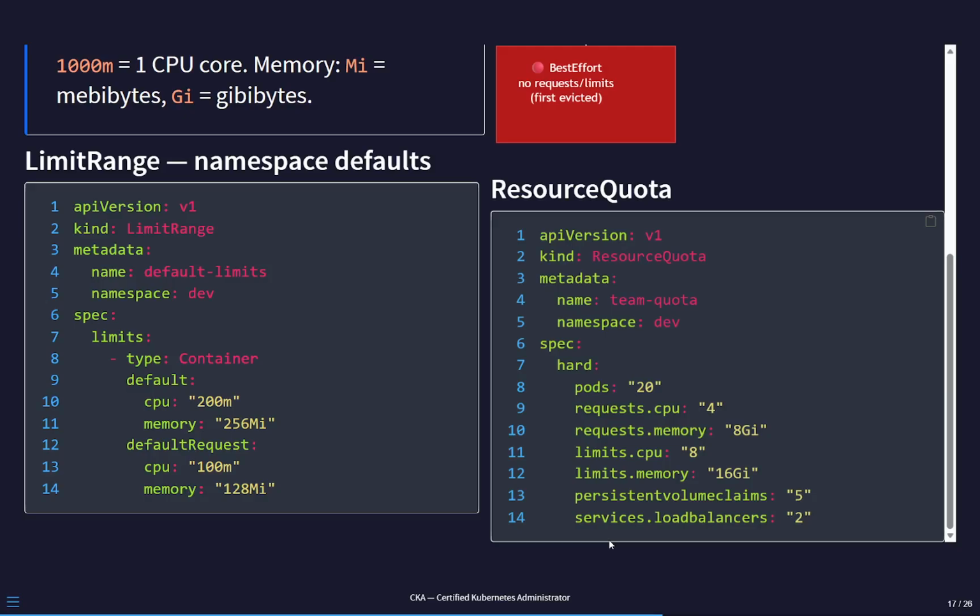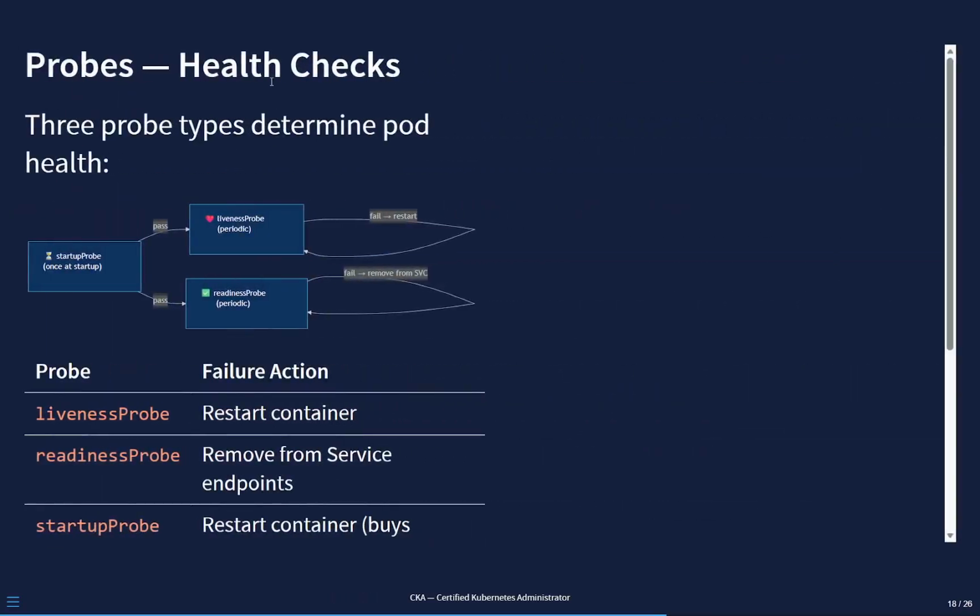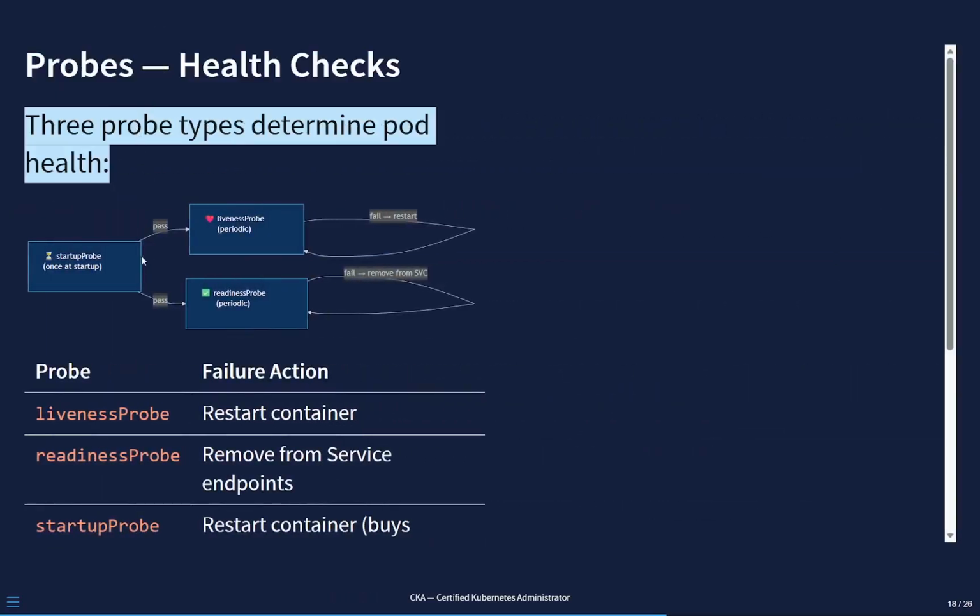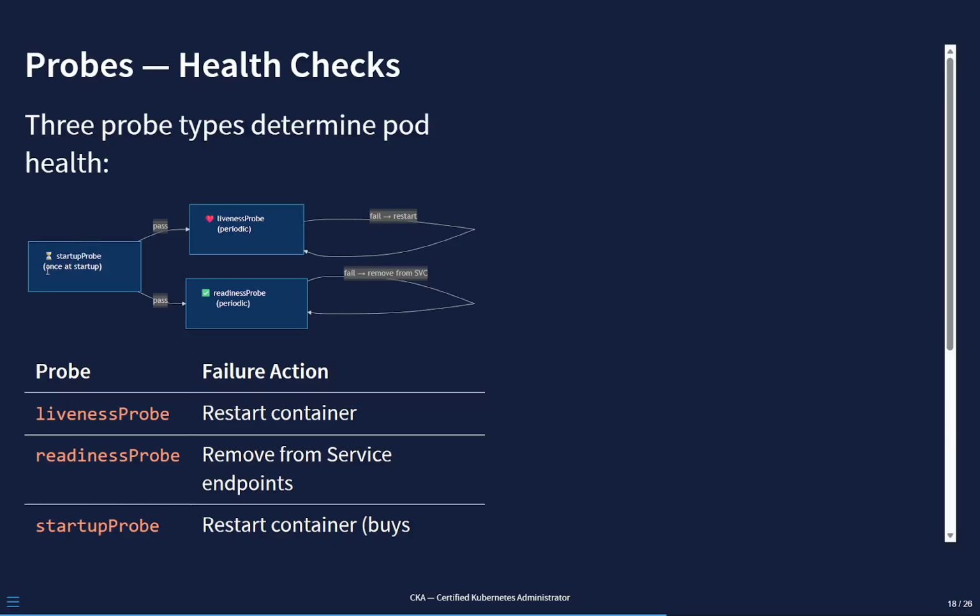Kubernetes needs to know whether your application is healthy. It uses 3 types of probes to find out. Look at the flow diagram. When a pod starts, the startup probe runs first. It gives slow-starting applications time to initialize without being killed. Once the startup probe passes, the liveness probe takes over and runs periodically for the rest of the pod's life. In parallel, the readiness probe also runs continuously.